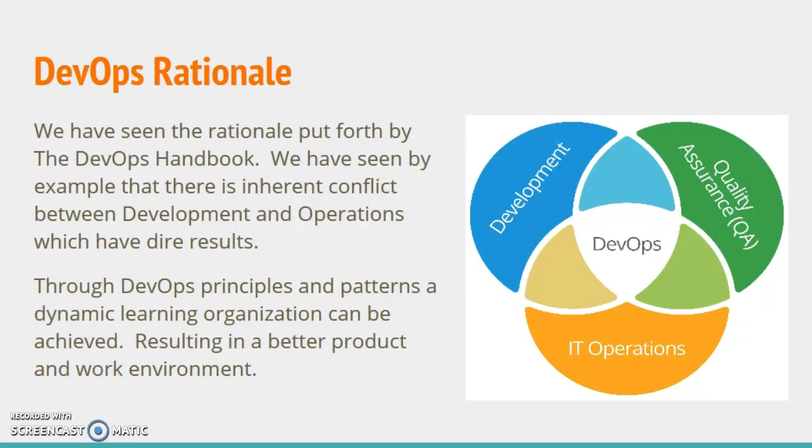Now, the rationale behind DevOps, as we've seen put forth through the handbook, and we've seen many examples through many businesses like Google and Etsy, is that we know there is inherent conflict between development and operations, which can have dire results. Through DevOps principles and patterns, a dynamic learning organization can be achieved, resulting in a better product and work environment.